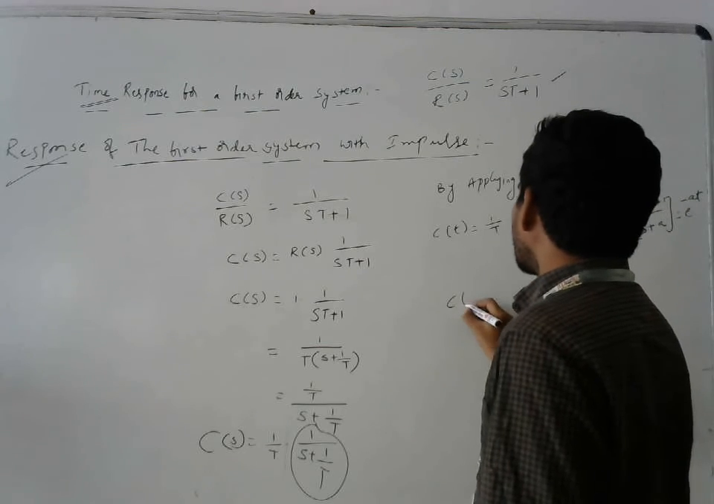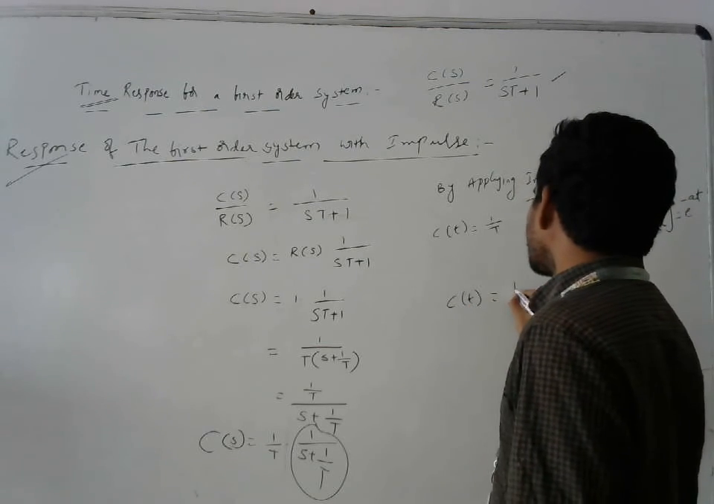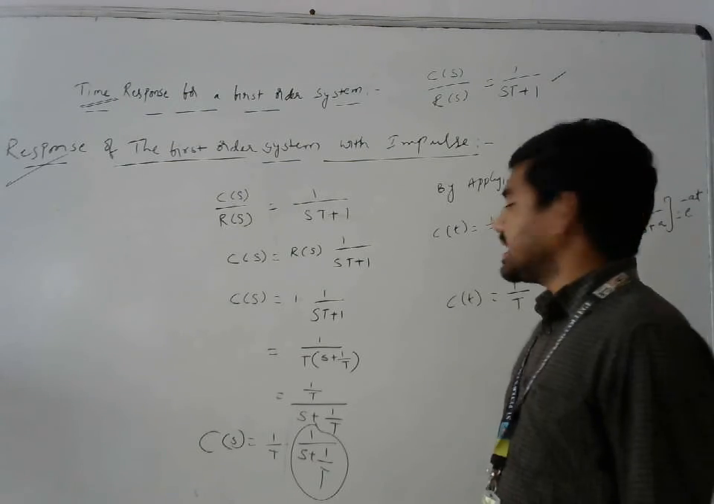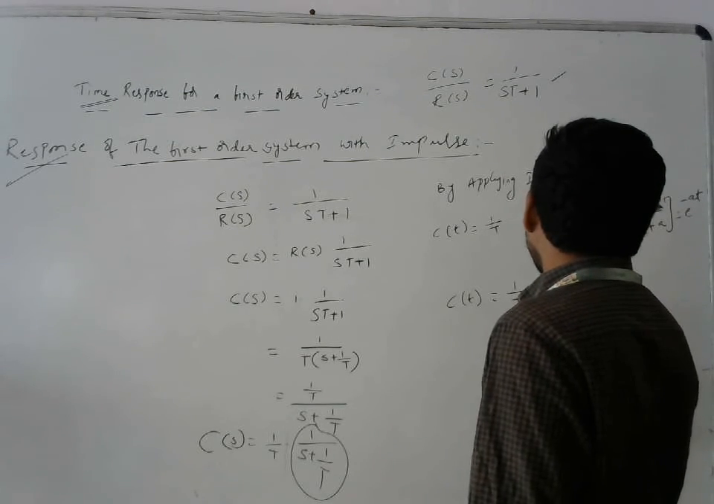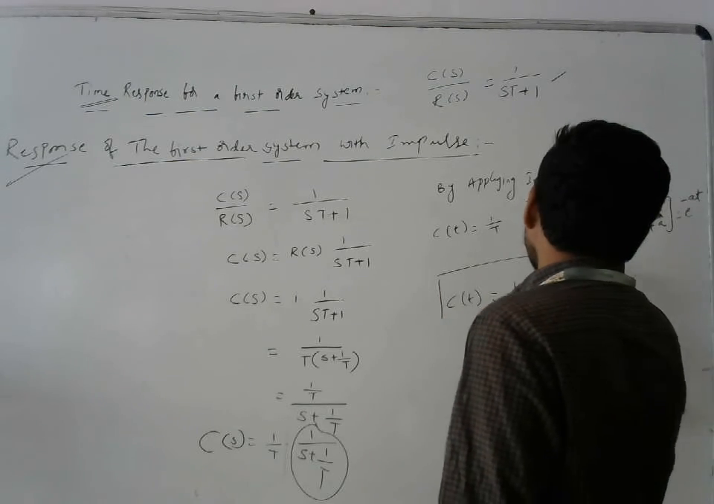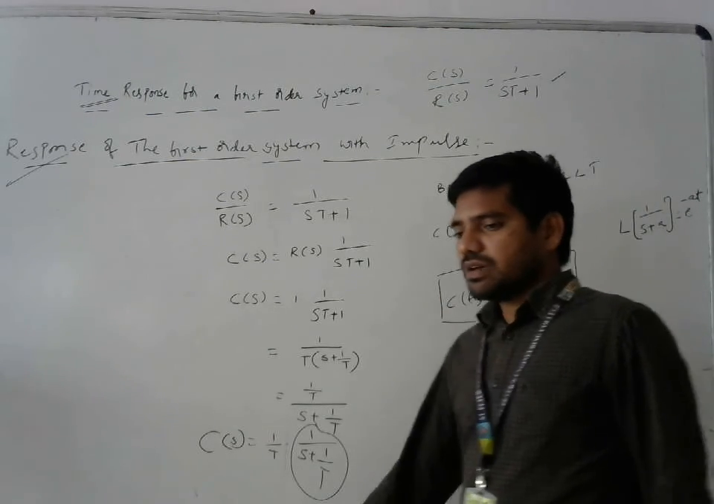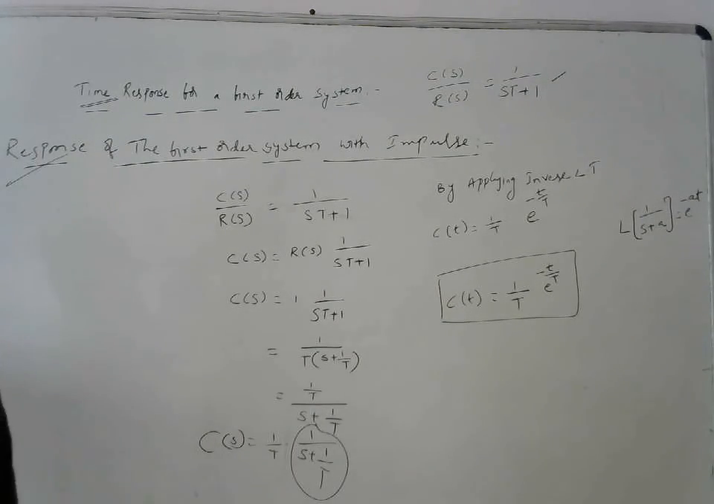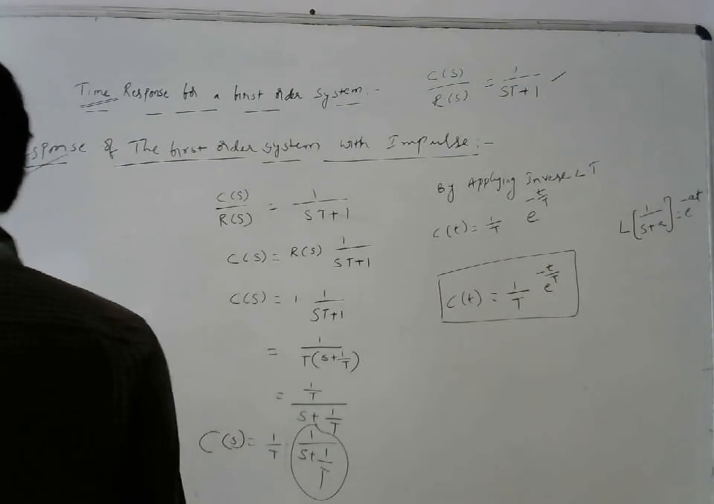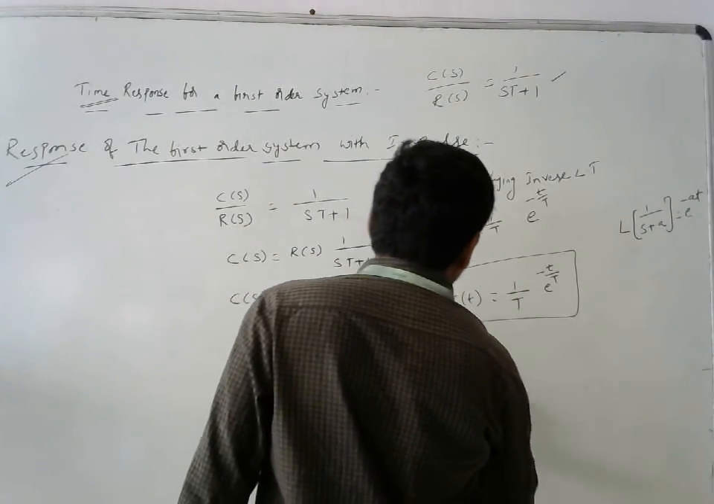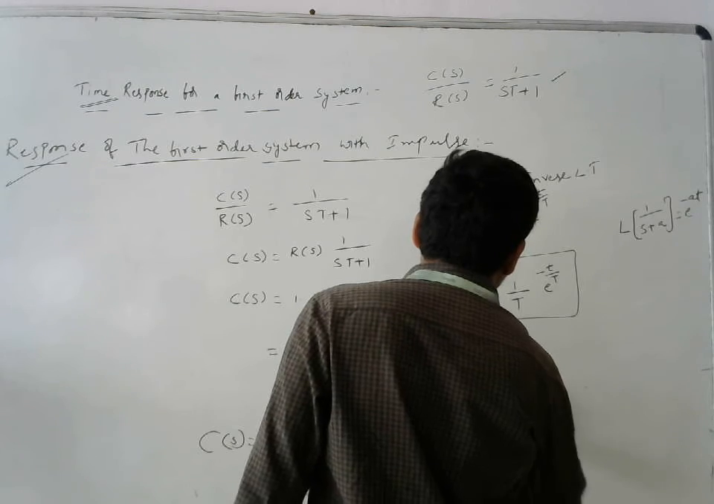So the total time response of a first order system, when we apply an impulse signal, is C of t is equal to 1 by T into e power minus t by capital T. This is the total response of a system when we apply an impulse to the transfer function. If I take a graph, again you need to take different values, and then we are going to get it like this.